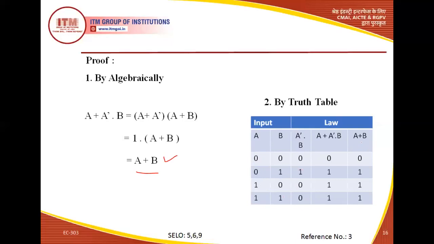Now perform A or B. So 0 or 0 is 0, 0 or 1 is 1, 1 or 0 is 1, 1 or 1 is 1. So from the truth table and algebraically, we see that A plus A bar B equals A plus B. Okay, so from both sides we can see that A plus A bar B equals A plus B.